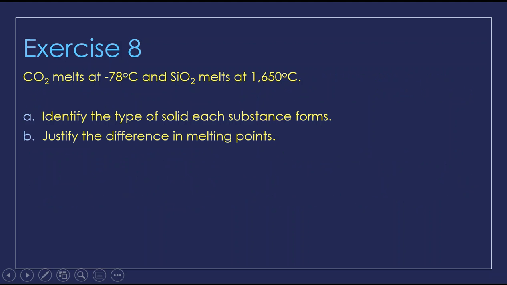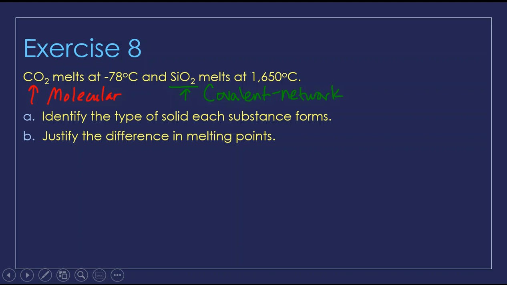All right, exercise 8. We have carbon dioxide's melting point and silicon dioxide's melting point. So let's first do A, identify the type of solid that each substance forms. So for CO2, what's that one going to be? Molecular, good. Molecular solid. And our SiO2, because we definitely know and have memorized now that silicon ones are going to be covalent network.